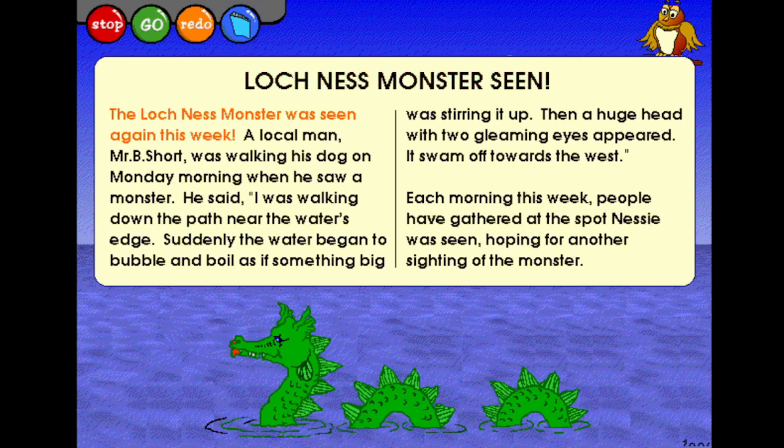Loch Ness Monster. The Loch Ness Monster was seen again this week. A local man, Mr. B. Short, was walking his dog on Monday morning when he saw a monster. He said, "I was walking down the path near the water's edge. Suddenly, the water began to bubble and boil as if something big was. Then a huge head with two gleaming eyes swam off towards the. Each morning this week, people have gathered at the spot Nessie was seen, hoping for another sighting of the monster."